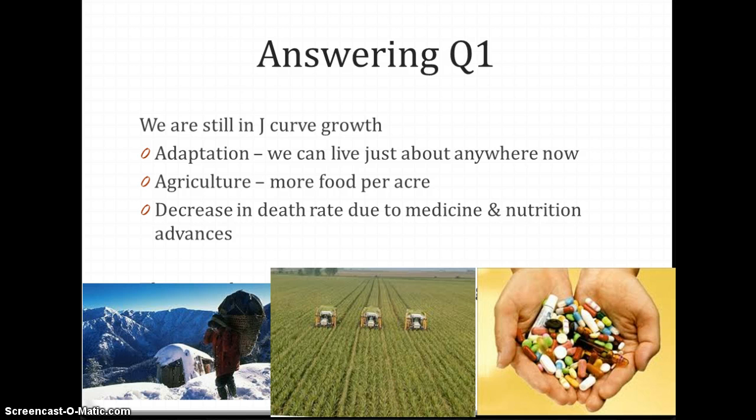If we were still just gathering food that was naturally occurring in nature, we would not be able to have such a high population. The third reason, and arguably one of the bigger reasons, which is why it makes this list, is that we have had a decrease in death rate due to the medicinal and nutritional advances. We know the medicines that we need to make ourselves get better. We also know what types of foods that we should focus on eating versus which foods that we should focus on avoiding.